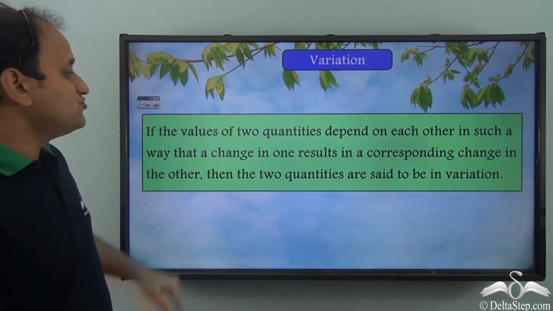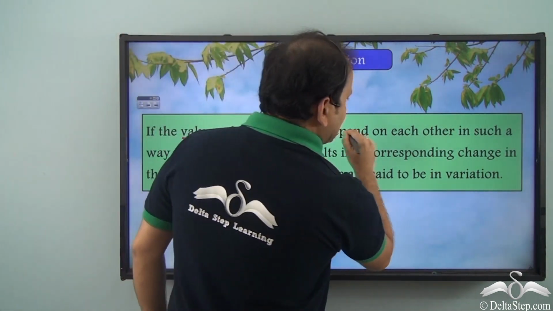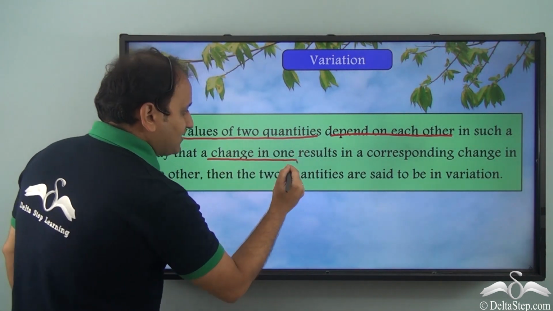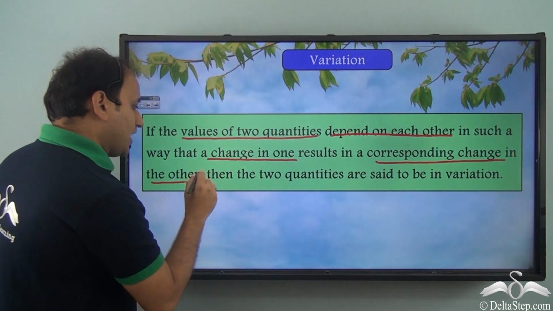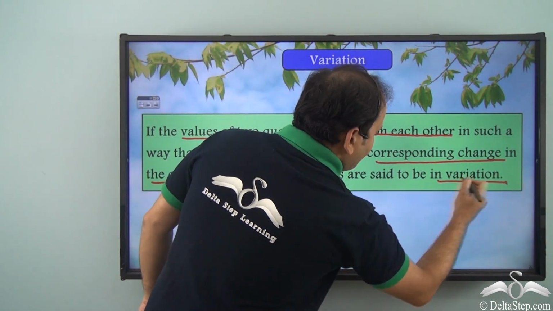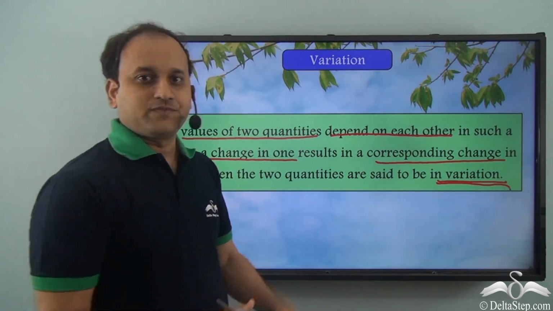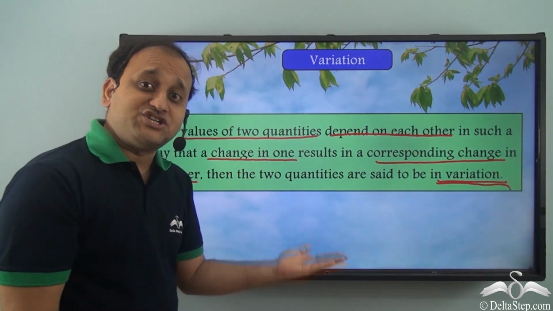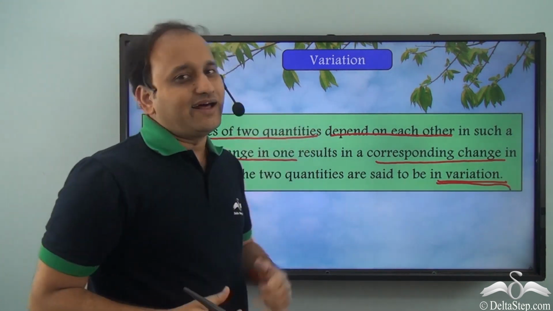So, if the values of two quantities depend on each other in such a way that change in one results in corresponding change in the other, then the two quantities are said to be in variation. So this is what is variation. Two quantities, they are related in such a manner that change in one results in corresponding change in the other.